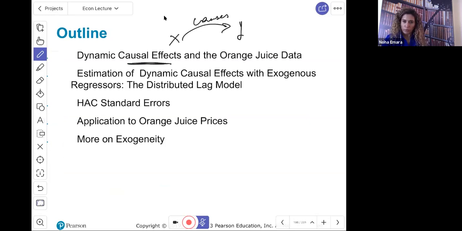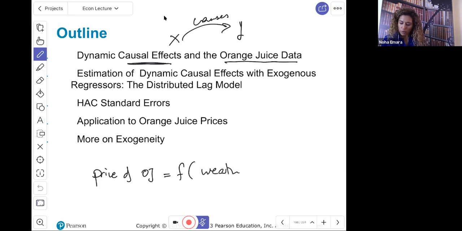And our analysis that we are going to apply for this topic is the orange juice data. What is the orange juice data? It's trying to see how the price of orange, I'm going to write it as OJ, orange juice, the price of orange juice is a function of weather, okay? So weather, we know that weather affects the agriculture sector in general. It affects the production of oranges and thereby it's going to also affect the prices of oranges.